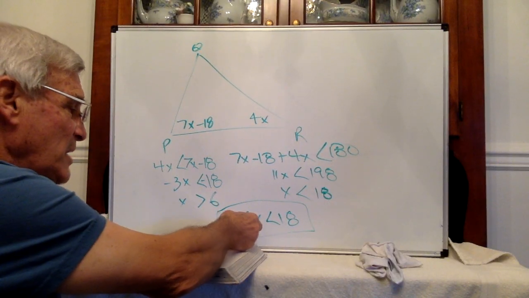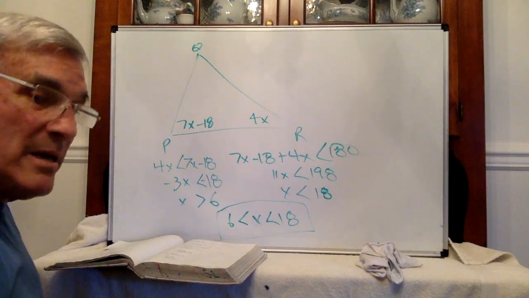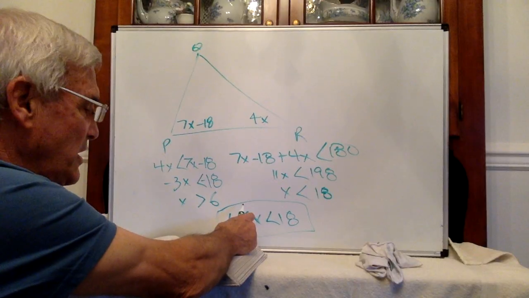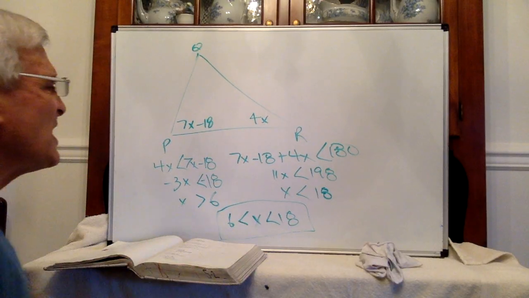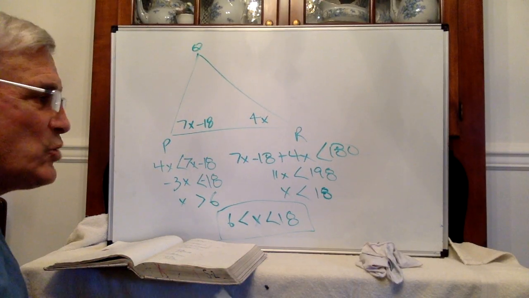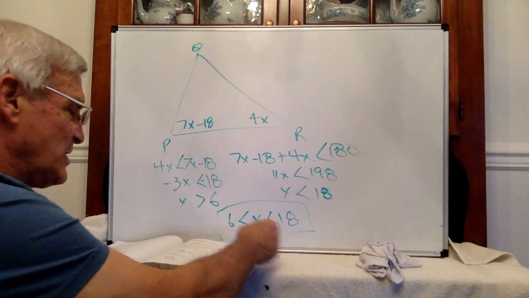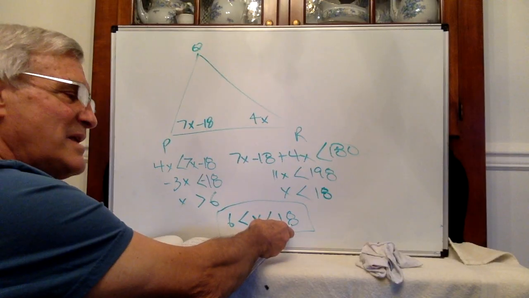So as long as you pick a number between 6 and 18, not including 6, not including 18, these are strict inequalities, strictly less than, strictly less than. And again, with a string inequality, from left to right, it has to be true. And 6 is in fact less than 18.